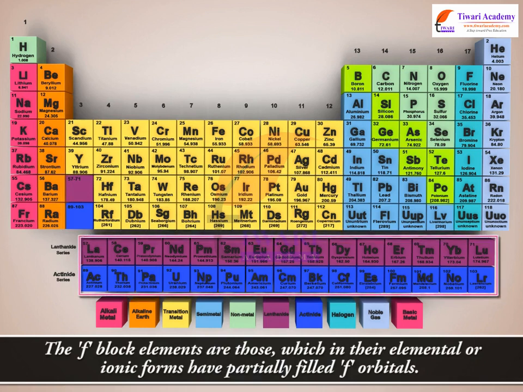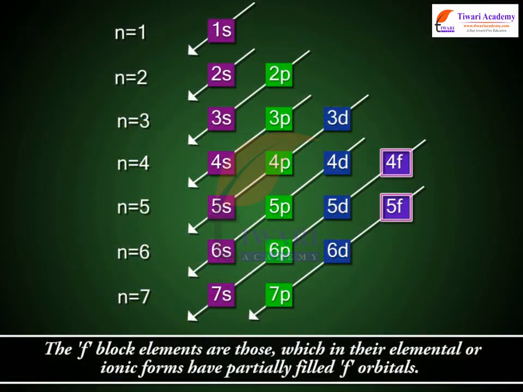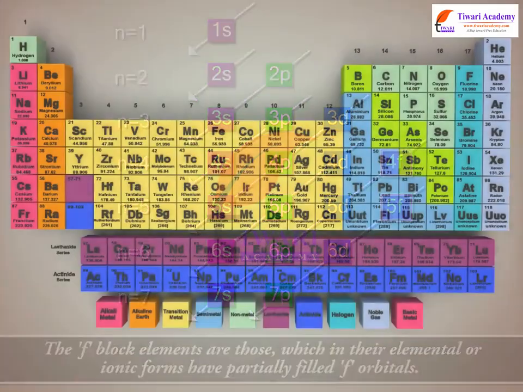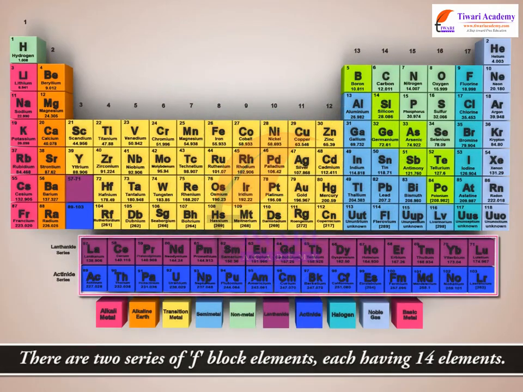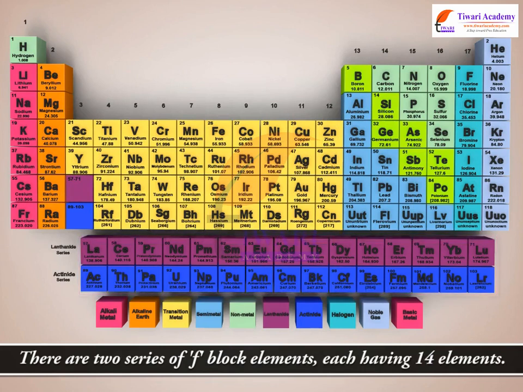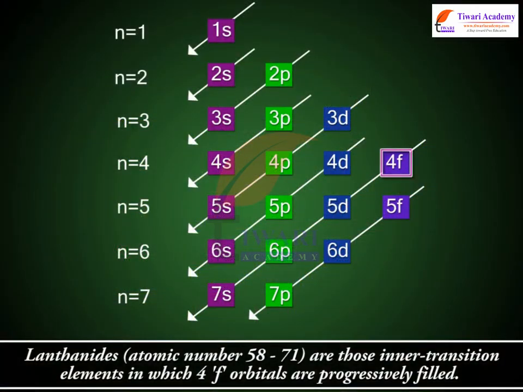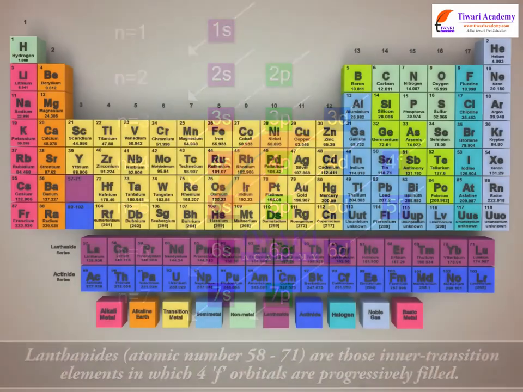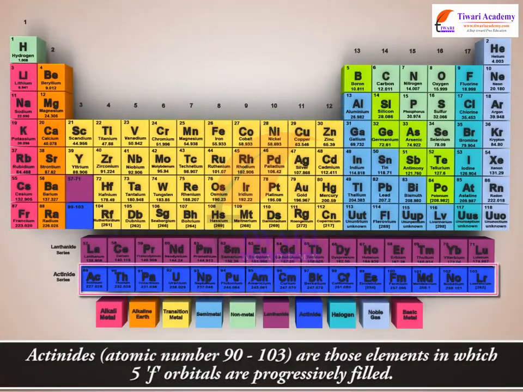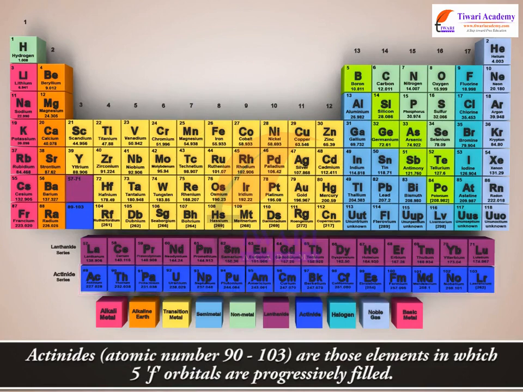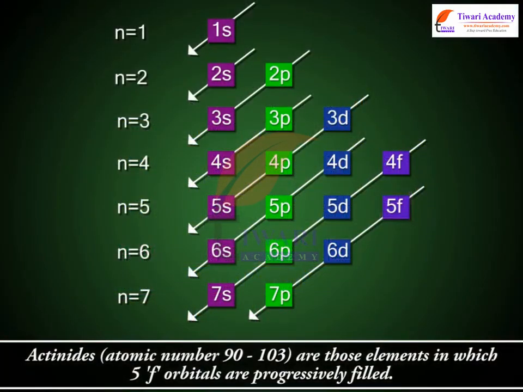The F block elements are those which in their elemental or ionic forms have partially filled f orbitals. There are 2 series of F block elements, each having 14 elements. Lanthanides, atomic number 58 to 71, are those inner transition elements in which 4f orbitals are progressively filled. Actinides, atomic number 90 to 103, are those elements in which 5f orbitals are progressively filled.